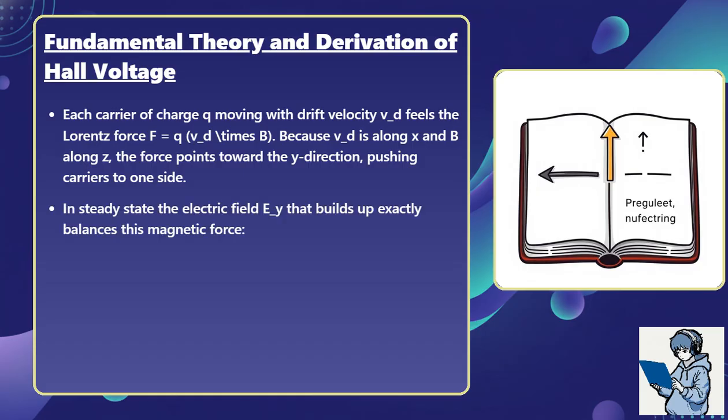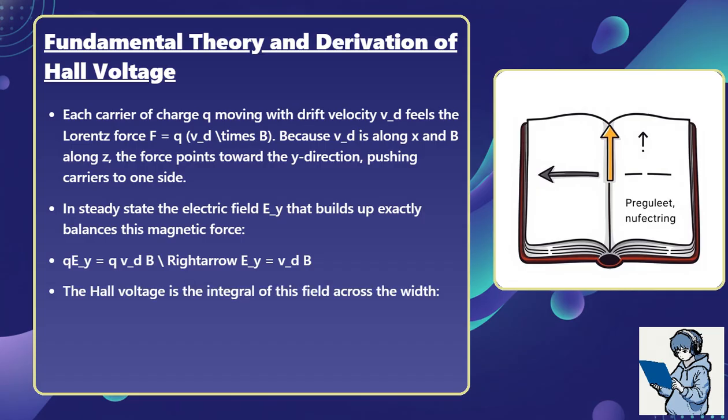In steady state, the electric field E_Y that builds up exactly balances this magnetic force. Q E_Y equals Q V_D B, which implies E_Y equals V_D B. The Hall voltage is the integral of this field across the width. V_H equals E_Y times W, which equals V_D times B times W.